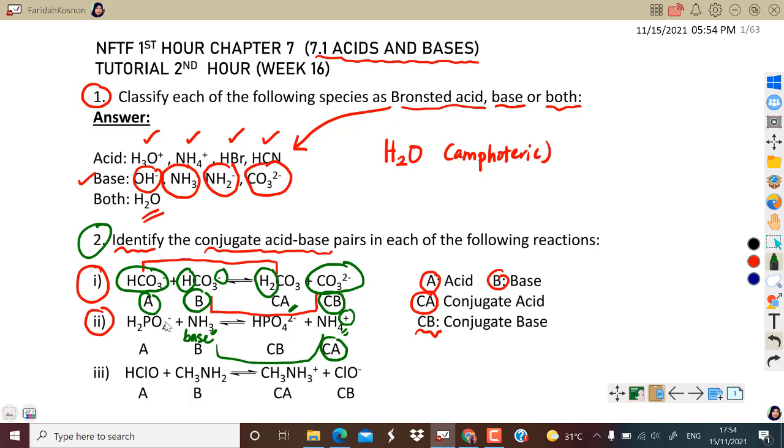H2PO4 minus is an acid. And you can see here, H2PO4 minus donates its proton to ammonia, and now it becomes HPO4 2 minus. So this pair, H2PO4 minus adalah acid, while HPO4 2 minus adalah conjugate base.